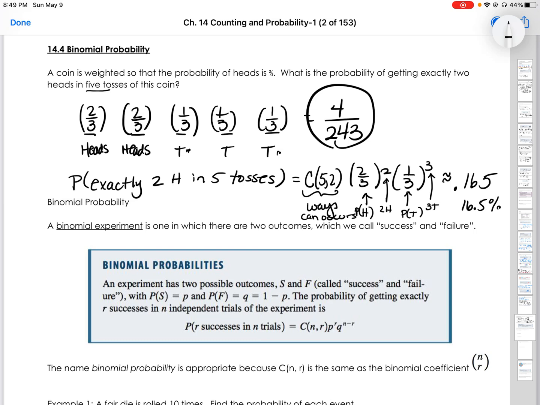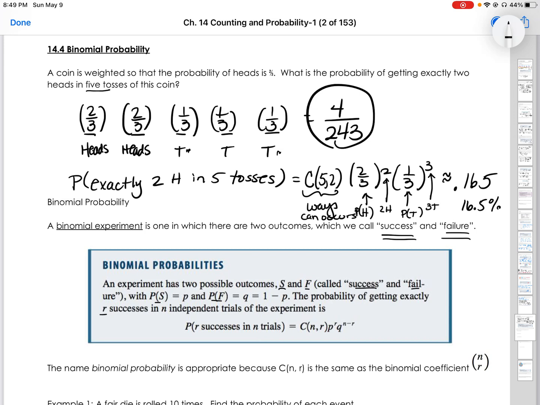So a binomial experiment is one in which there are two outcomes, one that we call our success and one that we consider our failure. So we wanted to get heads here, and the other would be considered the failure, what happens if I don't get heads. An experiment has 2 possible outcomes, S and F, for success and failure, with probability of success being P, the probability of failure being Q, or we can think of it as 1 minus P. So basically these probabilities need to add up to the whole thing. It's either going to be one or the other, and when we add them together, it should be 100%.